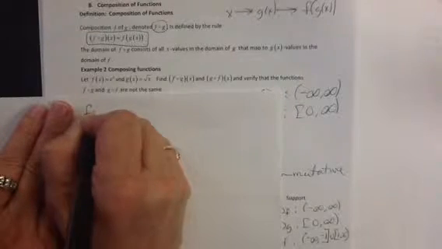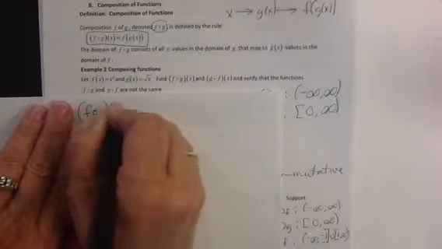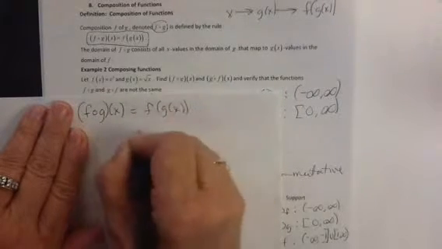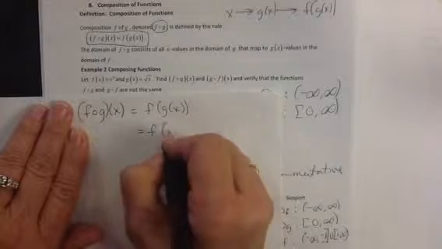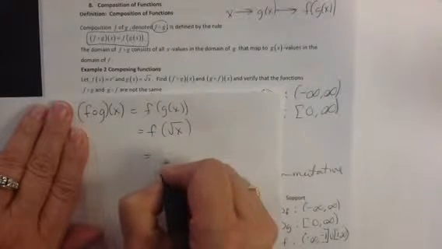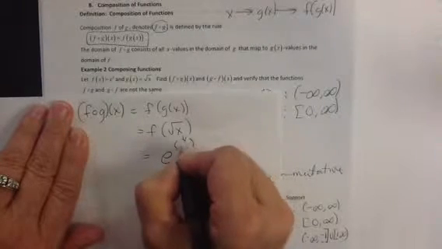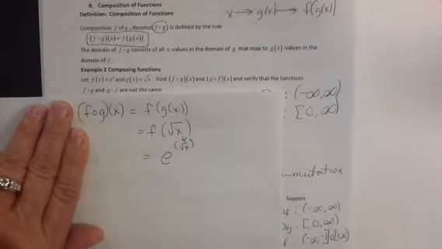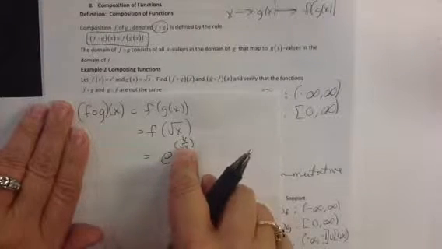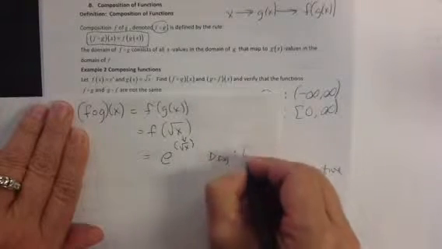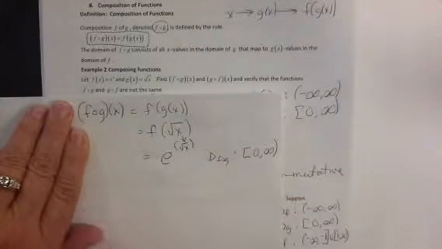Now what I'm going to do is actually do f circle g of x, which is the same thing as f of g of x. And I know that my g is the square root of x. And then I'm going to take whatever my f function is and put this input here. Now, I'm only allowed to have the most restricted, so the domain of f of g of x is going to be 0 to infinity.